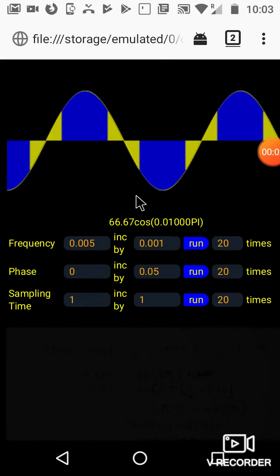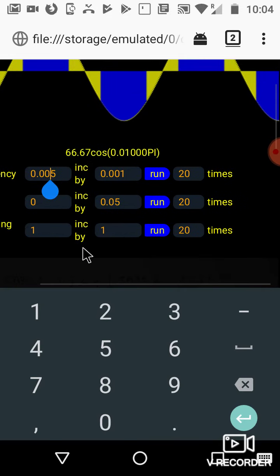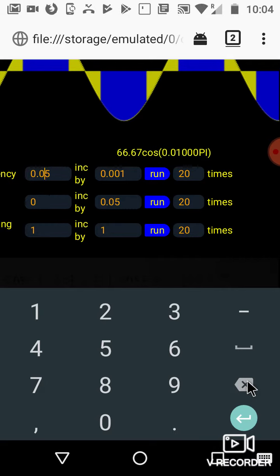This is in continuation to a previous video whose link I will be sharing in the description. In this one we will see how it affects the graph when we cross the frequency by half mark. That is, if we increase the frequency by half. So let's see first what happens when it is exactly equal to half.